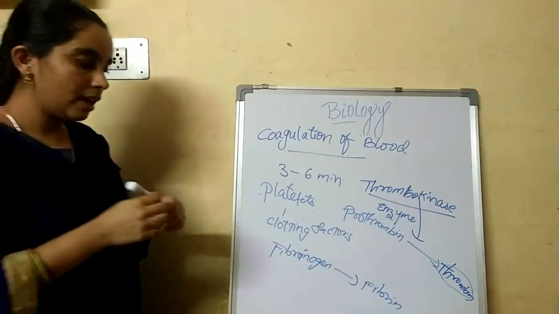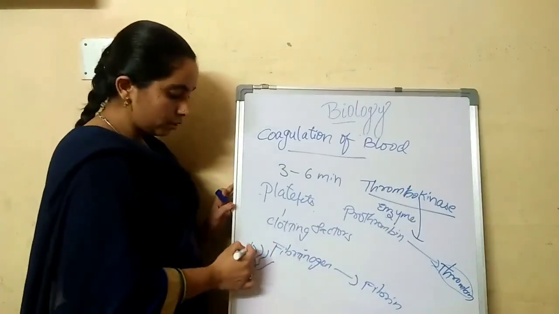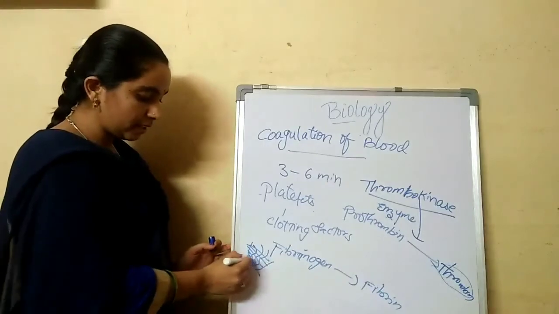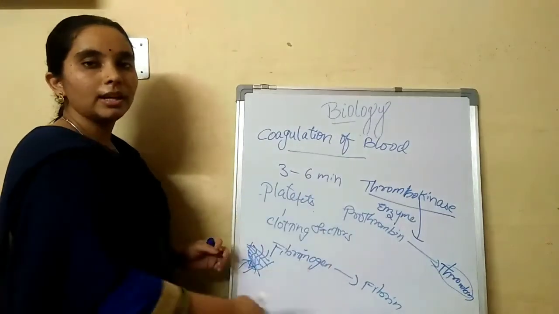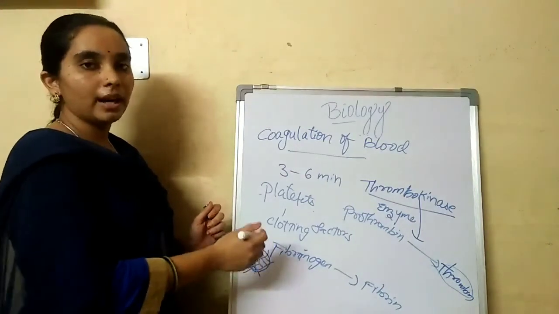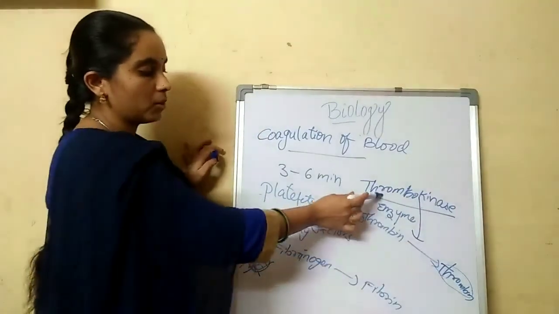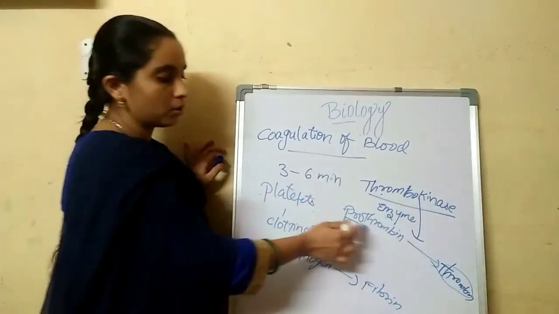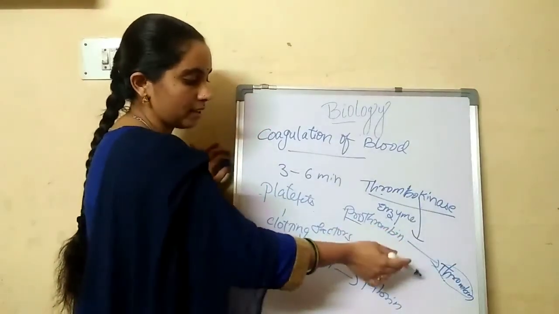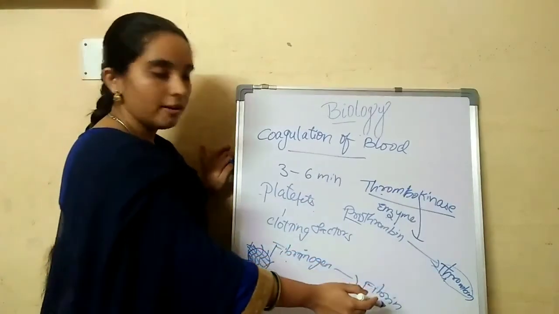Fibrin is nothing but thread-like structures that come together to form a network. This network will prevent the flow of blood out of the capillaries. In this way, the clotting of the blood occurs with the help of thrombokinase and thrombin, where thrombokinase helps in converting prothrombin into thrombin. Now this thrombin is formed after this conversion, and it will help in converting fibrinogen into fibrin.